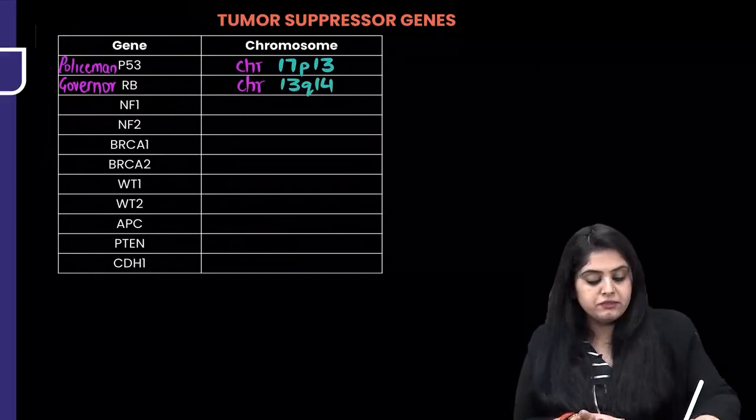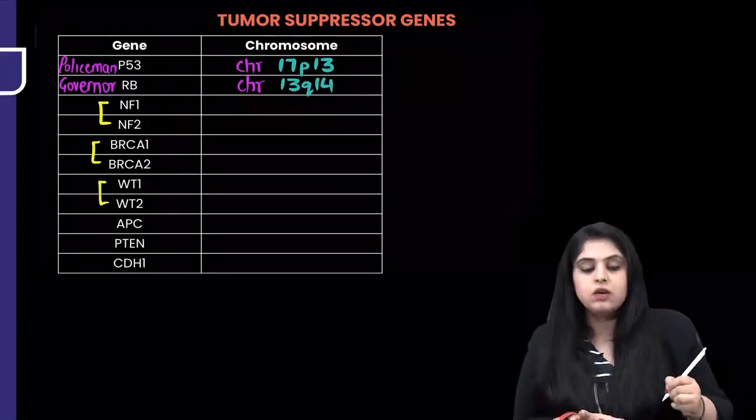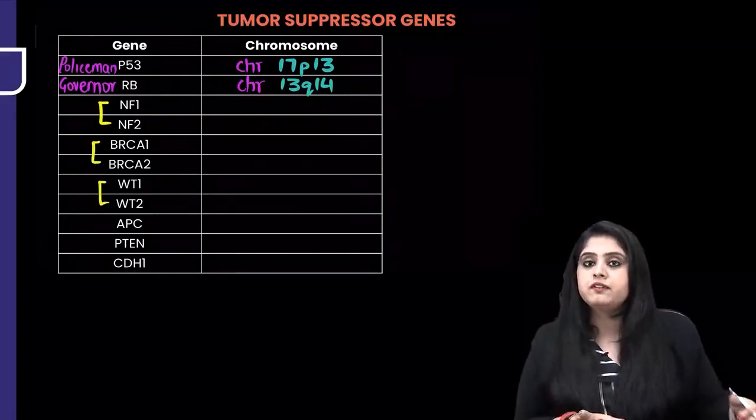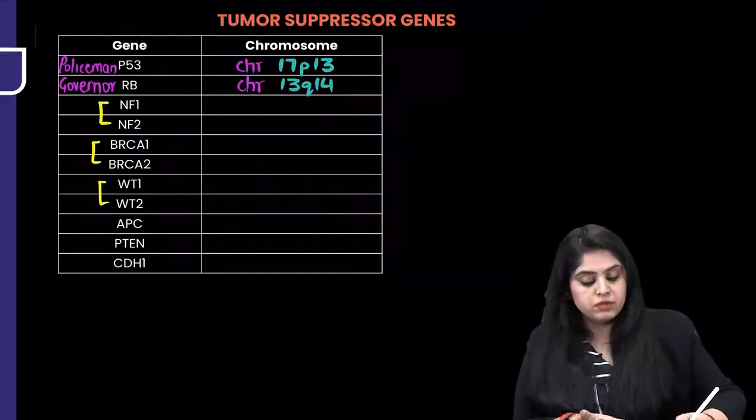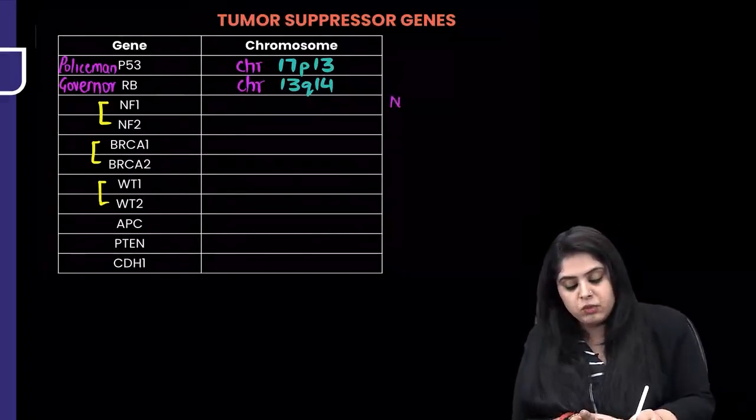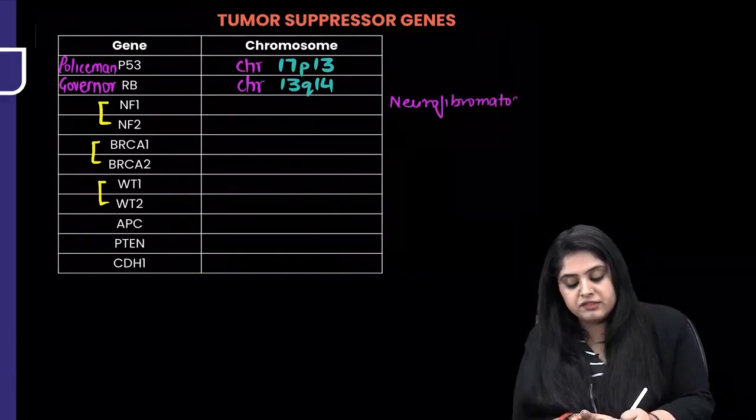Next, coming to all these 1, 2, 1, 2, 1, 2 combinations: NF1, NF2, BRCA1, BRCA2, WT1, WT2. So NF, what is it? Neurofibromatosis. You know how many alphabets this has?